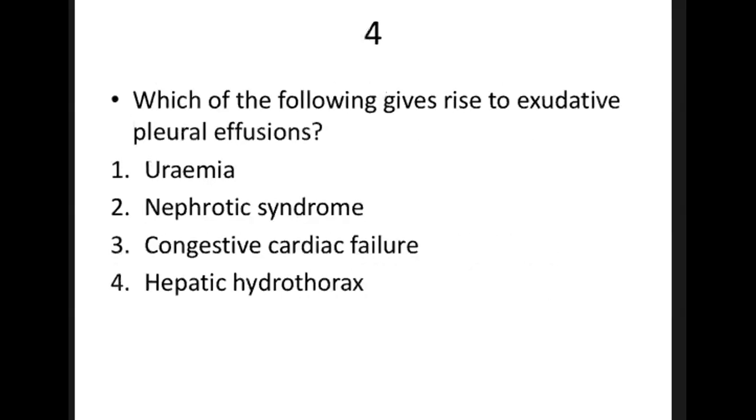Moving on. Which of the following gives rise to exudative pleural effusions? Uremia, nephrotic syndrome, congestive cardiac failure, hepatic hydrothorax. Since it's an easy question, I'll move on to the next one quickly.